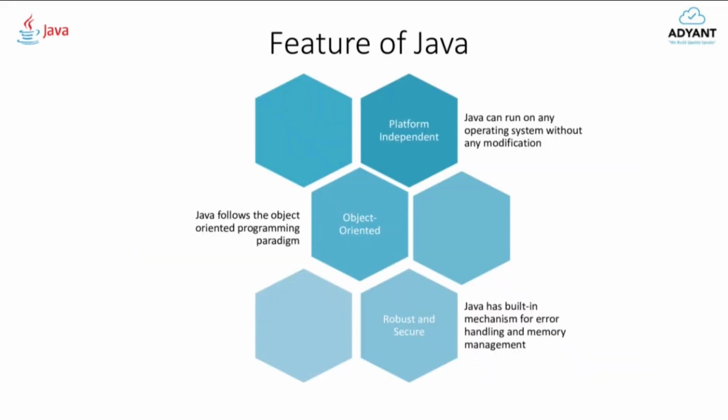What are the features of Java? Java is known for its rich set of features that make it a versatile and powerful programming language. Some of its key features include platform independence. That means a Java program can run on any device that has a Java Virtual Machine (JVM), making it platform independent. Second is object oriented. Java is an object oriented programming language, which means it supports concepts like encapsulation, inheritance, and polymorphism, making it easier to write modular, reusable, and maintainable code.